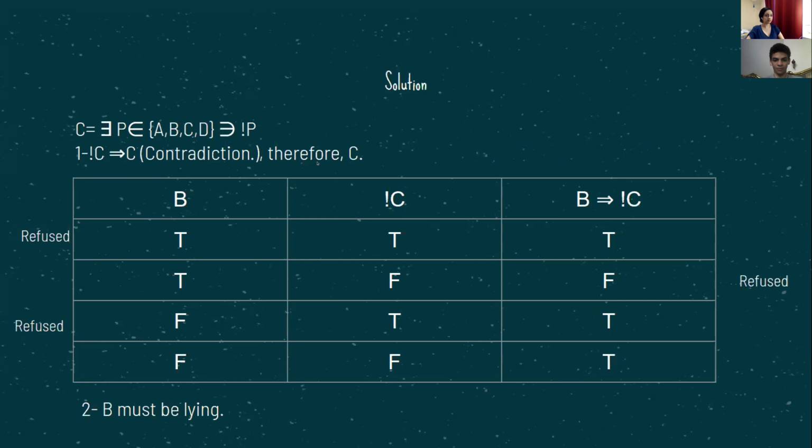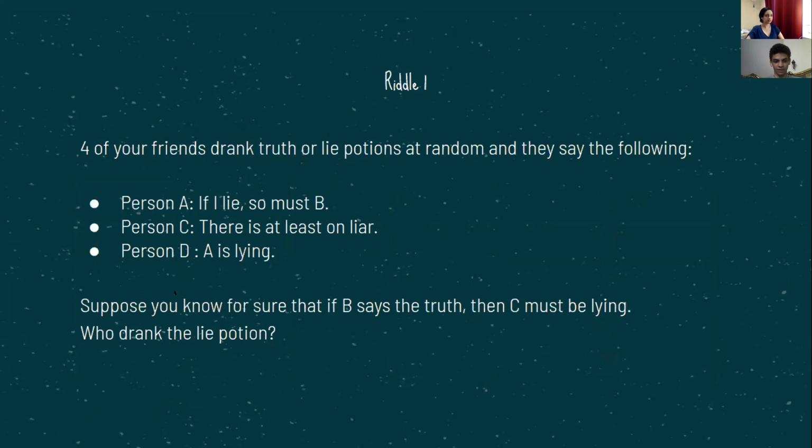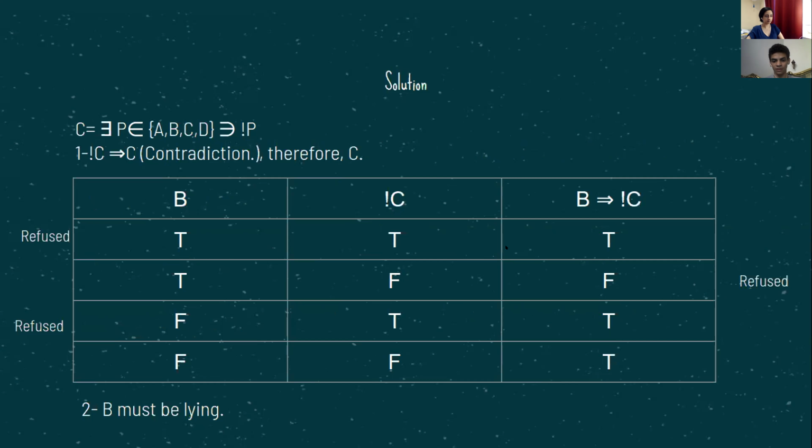So from this point, if we look back, we know for sure that if B said the truth, then C must be lying. So we know that B entails not C. So that's in the formal way. So here we will put the truth table for P, not C, and P entails not C. So that's just the basic implication truth table: true, true, true; true, false, false; and then in all other cases where P is false, the statement is true. So first we know that not C cannot be true because we know that C is true.